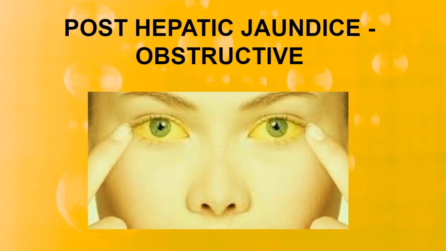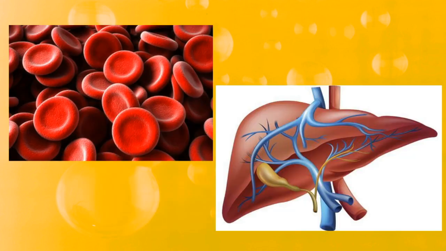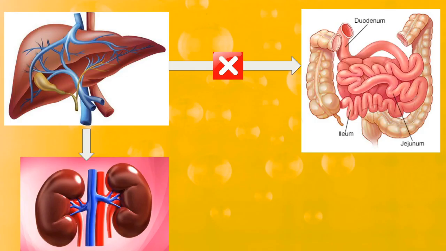Now next is about the post-hepatic or obstructive jaundice. Over here, as the name says, obstructive, there will be an obstruction in the pathway. So what happens? There is a normal hemolysis process occurring in the body and the liver is also healthy. But after the conjugation process inside the liver, there is an obstruction in the transportation of the conjugated bilirubin from the liver to the gut.